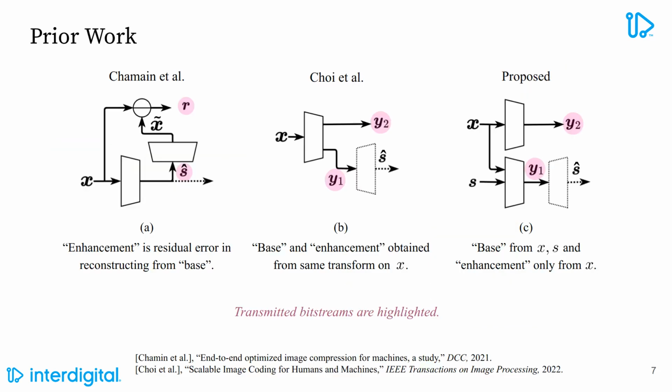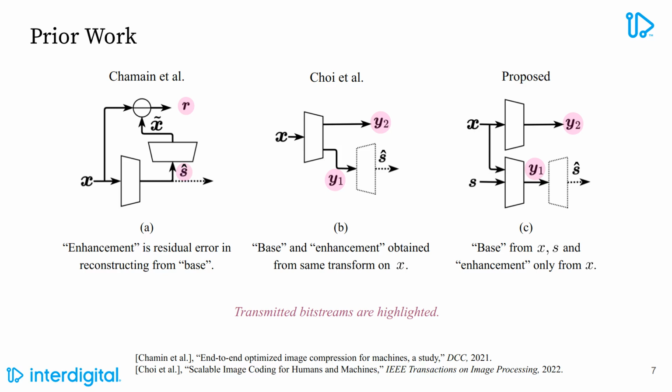We will now look at some prior works in this area of learned scalable image compression for humans and machines. In the diagrams are various compression encoder architecture designs. In each of these, the input image X is fed into an encoder in order to generate bit streams. These are highlighted in pink.